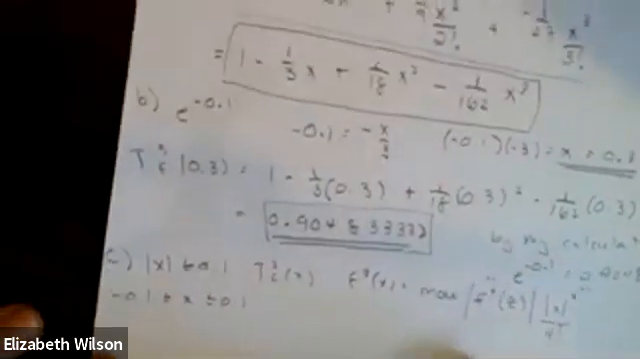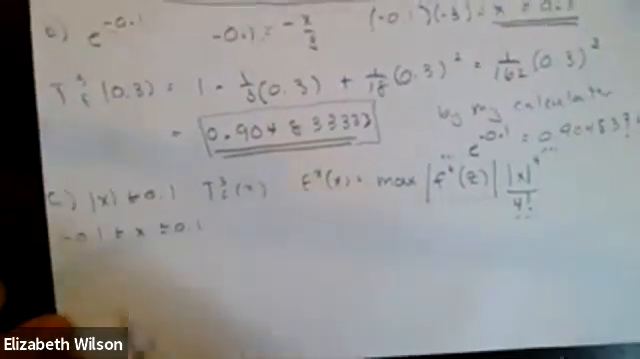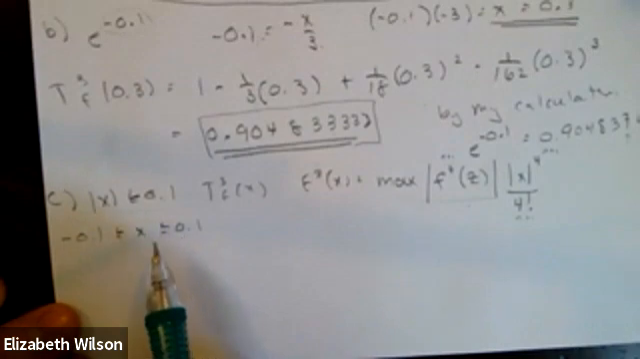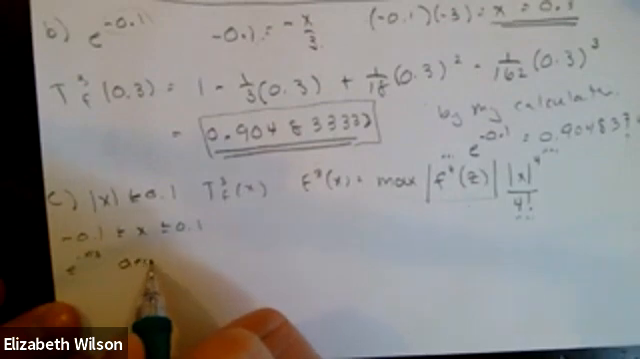Okay, so now back to our window here. So we're looking at a range of values between minus 0.1 and positive 0.1. Okay, so I'm looking at my function e to the minus x over 3 is a decreasing function.